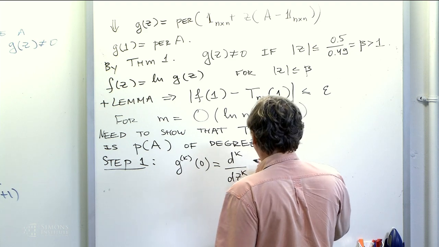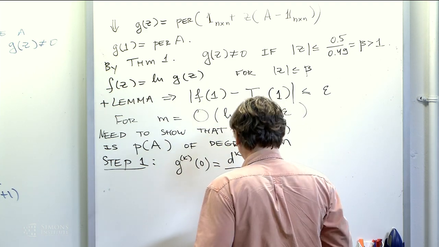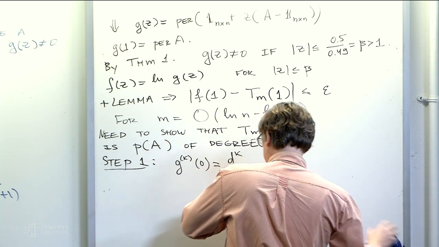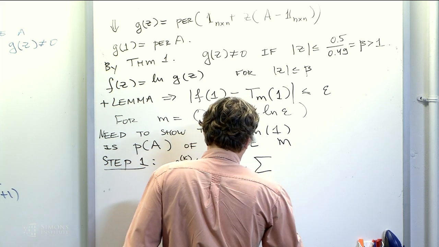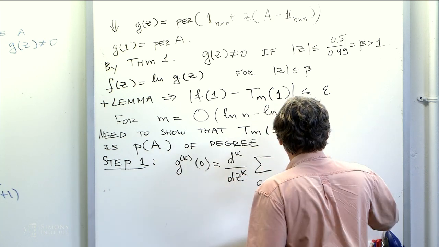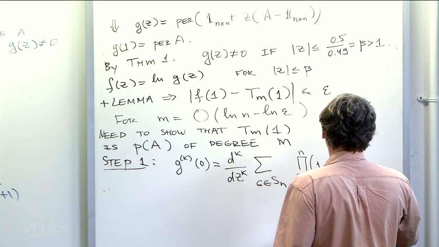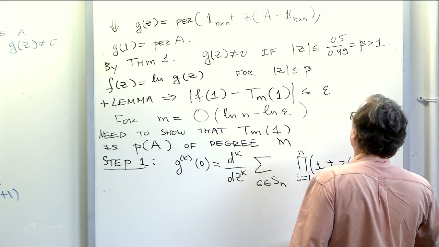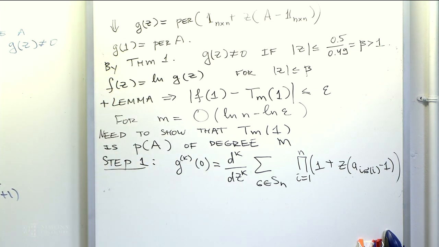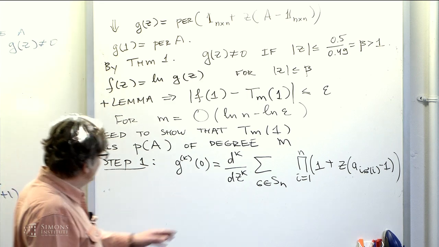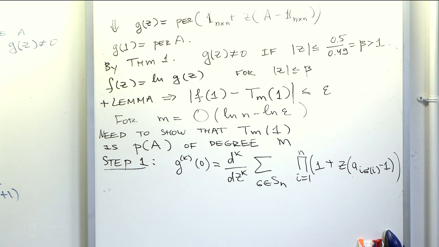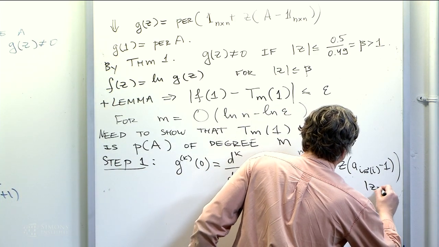So I differentiate k times the permanent, which is just the sum over all permutations in the symmetric group of the product of (1 plus z a_{i,σ(i)} minus 1). And it's easy to differentiate the sum. It's a bit harder, but still doable, to differentiate the product even of n terms. And I wanted z equals 0, which is essential.